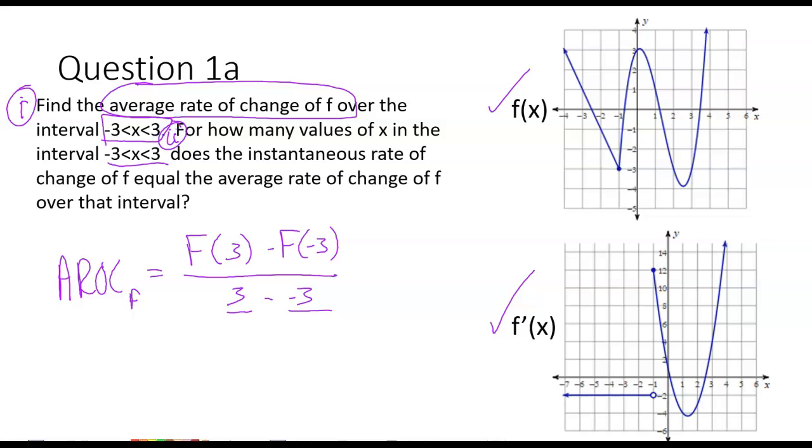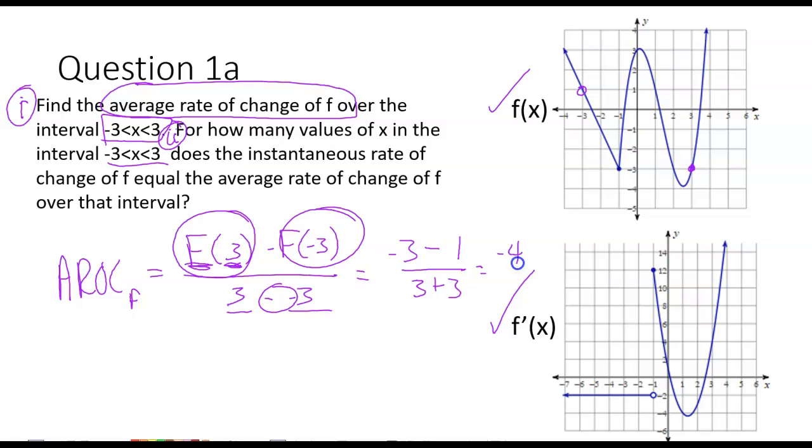All right, let's go ahead and find the average rate first. F of 3, that's the y value when x equals 3 on the f graph. So I'll say that again. We're looking for the y value when x equals 3 on the f graph. So here's where x equals 3 on the f graph, and the y value is negative 3. So we have negative 3 minus. Now let's find f of negative 3. F of negative 3, that would be here, and so the y value at that point is 1. And on the bottom we have double negatives to make a positive, and that would be negative 4 over 6, which you could reduce to negative 2/3.